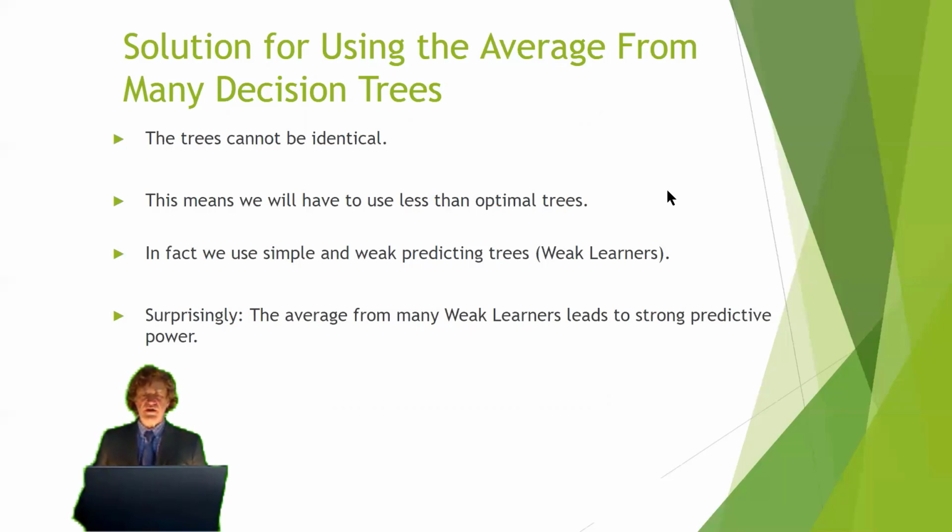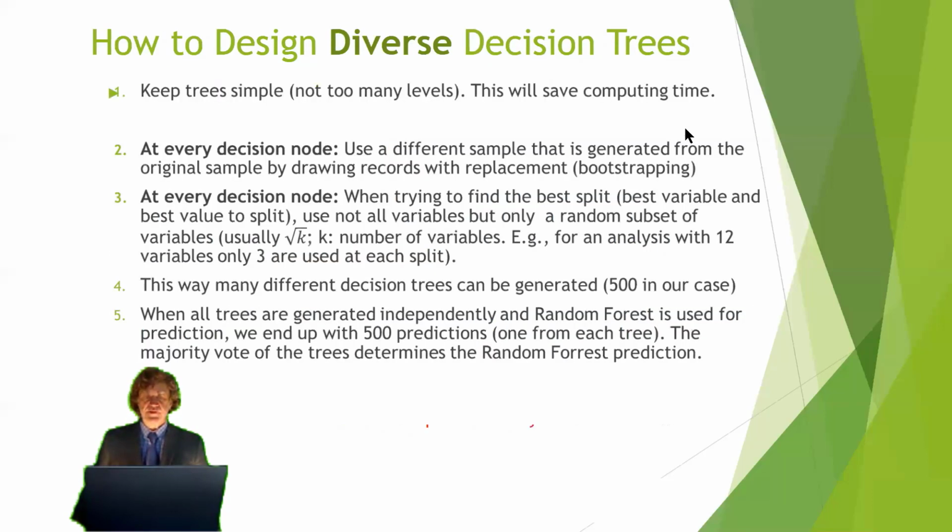We call them weak learners. They are very simple and very small. The surprising thing is, if we combine 500 weak learners in a random forest and get their majority vote for classification, we actually get a pretty good prediction. How are these trees different? Well, I said it already. First of all, each tree is very simple, meaning it has only very few levels.